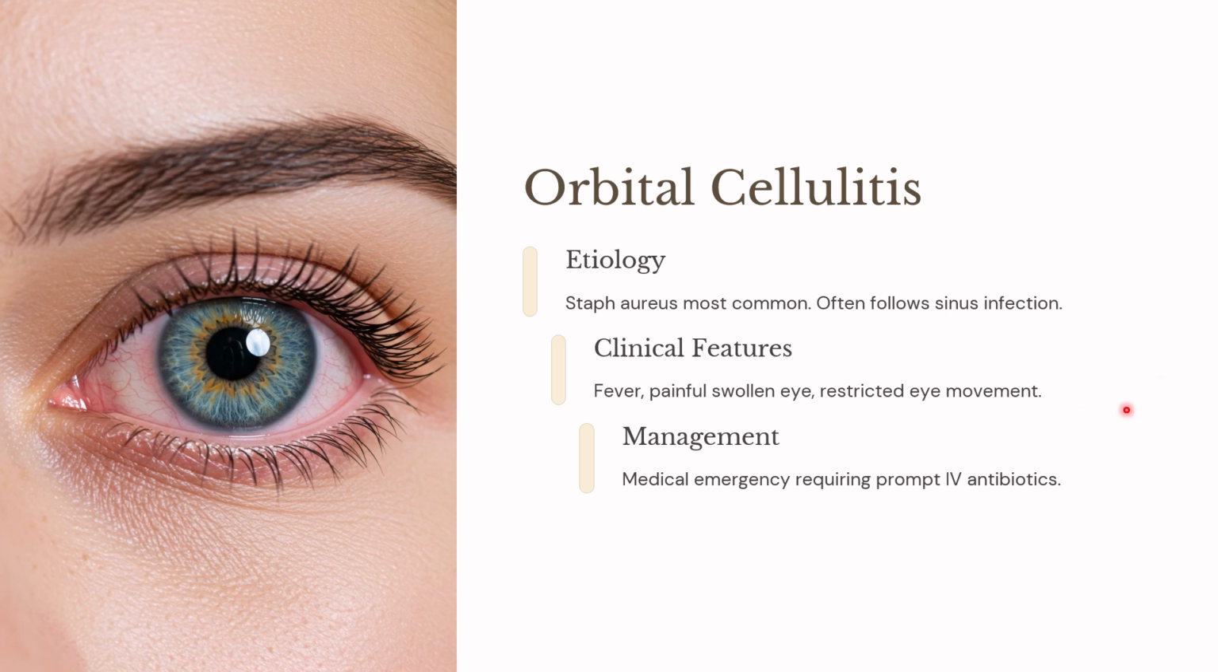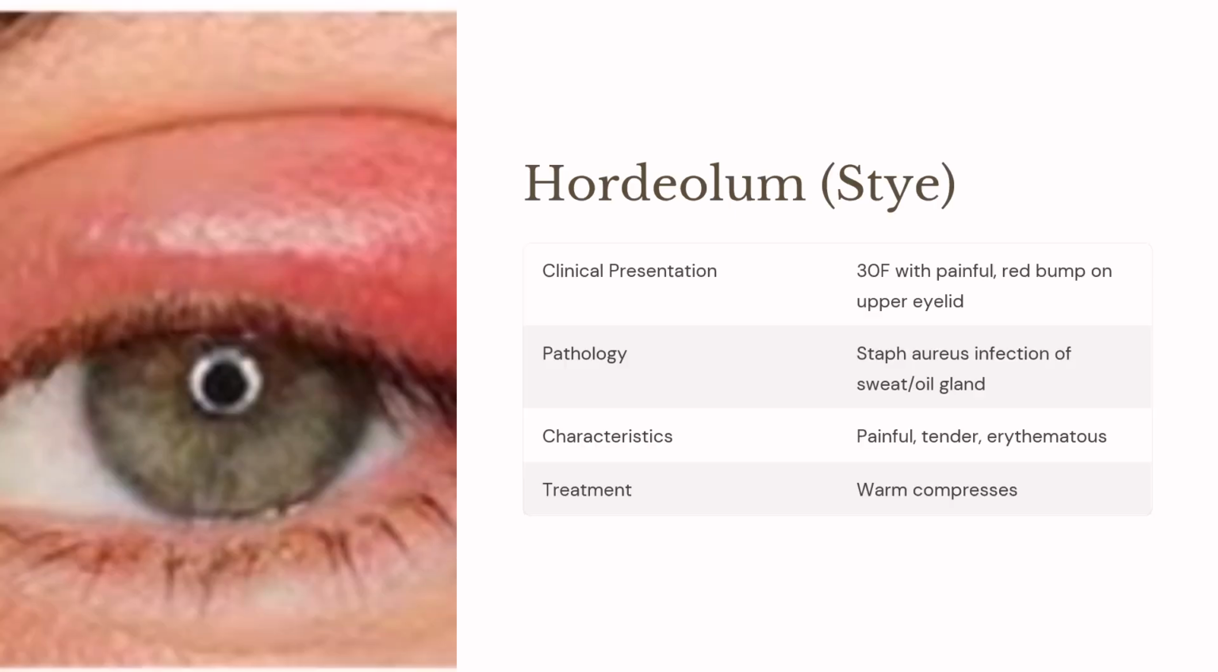Here there is infection involving the tissues posterior to the orbital septum. Where is the orbital septum present? The orbital septum is present in the eye, whereby posterior to the orbital septum is much more severe compared to anterior to the orbital septum, which is known as preseptal cellulitis. Since this is caused by Staphylococcus aureus, it is a medical emergency which requires IV antibiotics. You should also know that preseptal is a less severe version of orbital cellulitis.